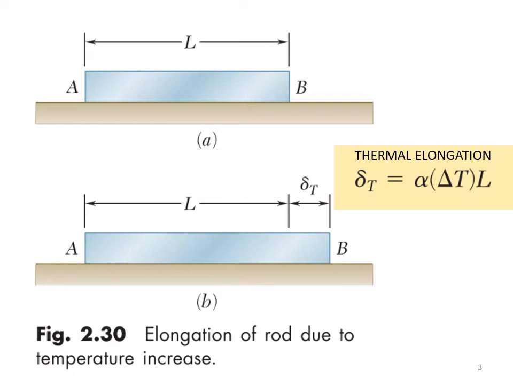Picture B, bottom. Now, heat the rod and observe it expands. Thermal elongation is easily calculated from thermal expansion coefficient, temperature change, and initial length as shown by the equation.